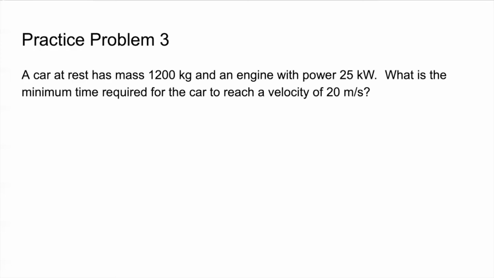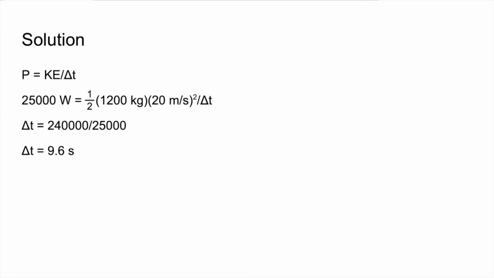Here's a third practice problem. The solution will come in 3, 2, 1. So the amount of work done is equal to the kinetic energy at the end. So power equals kinetic energy over time. Now you can plug in all the values. Be careful because the power was given as 25 kilowatts and you need to turn that into watts. You can multiply both sides by delta T and divide both sides by 25,000 to get that delta T is 240,000 divided by 25,000, which is 9.6 seconds.